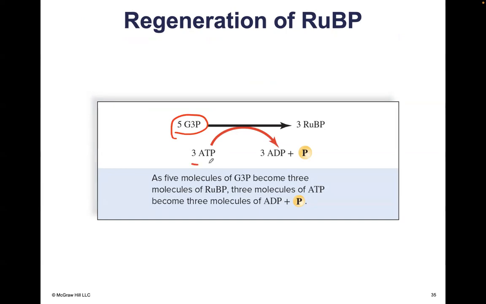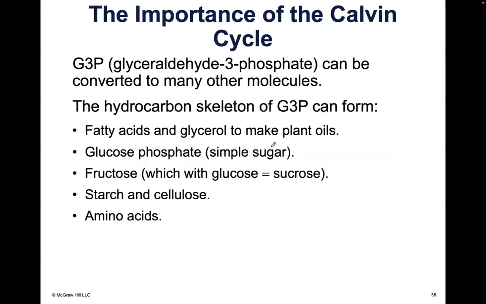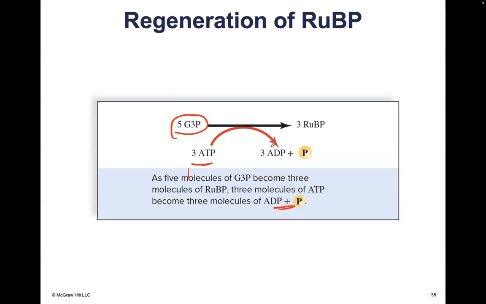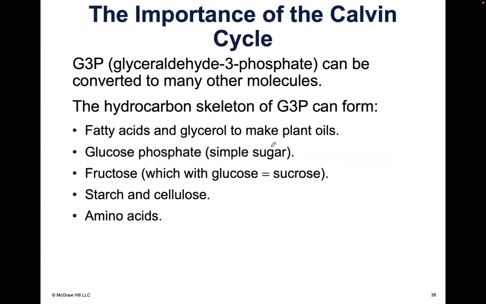So it produces 3 RuBP. So 3 ATP is being used. So as 5 molecules of G3P becomes 3 molecules of ribulose bisphosphate, 3 molecules of ATP becomes 3 molecules of this. So the same thing is happening. So in the process of changing these 5 molecules of this to 3 molecules of this, 3 molecules of this becomes 3 molecules of this. So this is called regeneration of ribulose 1,5-bisphosphate.